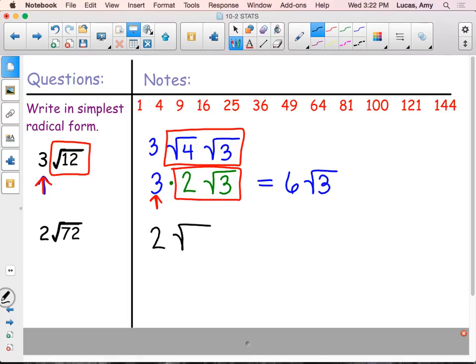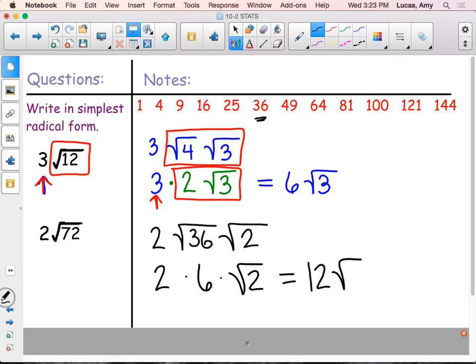72 splits. Now I could do 8 and 9, but that would not be the biggest perfect square factor. I need to use 36 here. 36 times 2. The 2 that's out in front stays out in front. The square root of 36 is 6. And these are all multiplied together. So 2 times 6 is 12. 12 times the square root of 2. It's our simplest radical form.